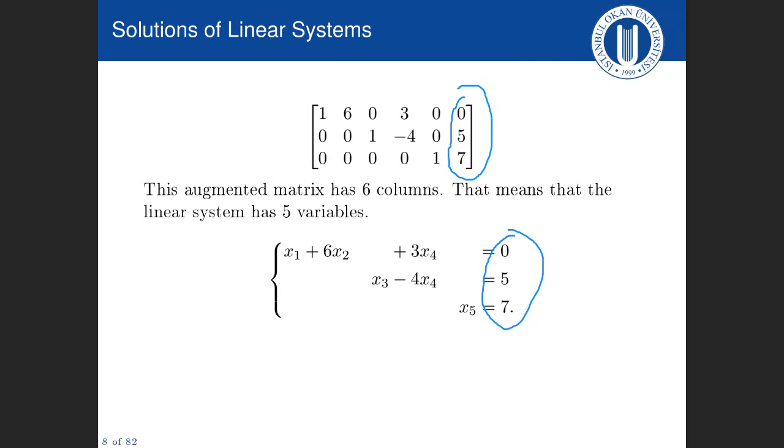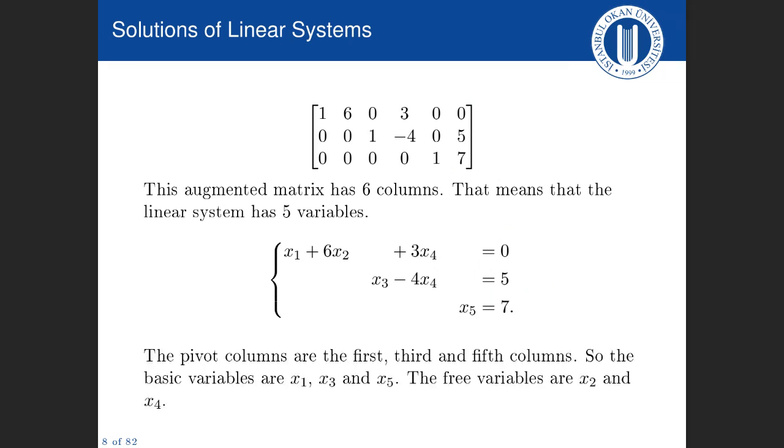x1 plus 6x2 plus 3x4 is 0, x3 minus 4x4 is equal to 5, x5 is equal to 7. Which variables are the basic variables and which variables are the free variables? Where are the pivots? We have a pivot in the first column, a pivot in the third column, and a pivot in the fifth column. So x1, x3, and x5 are basic variables. The other variables, that's x2 and x4 for this example, are free variables.